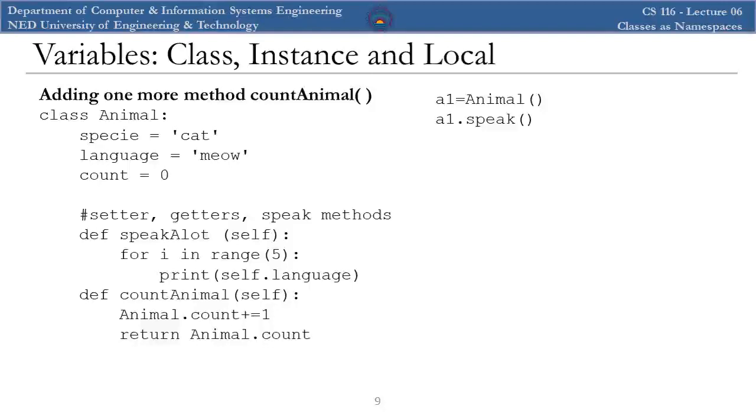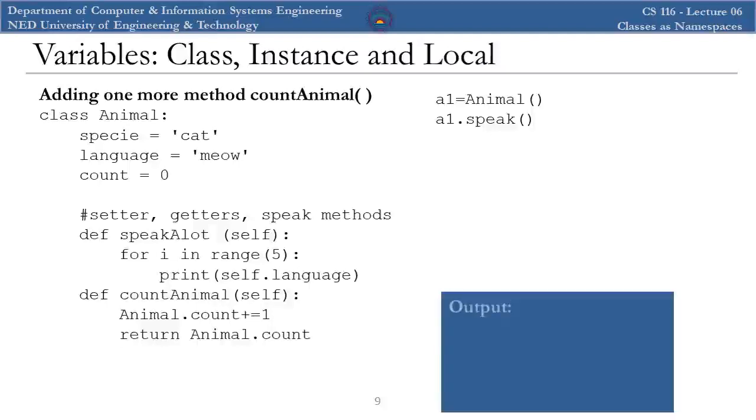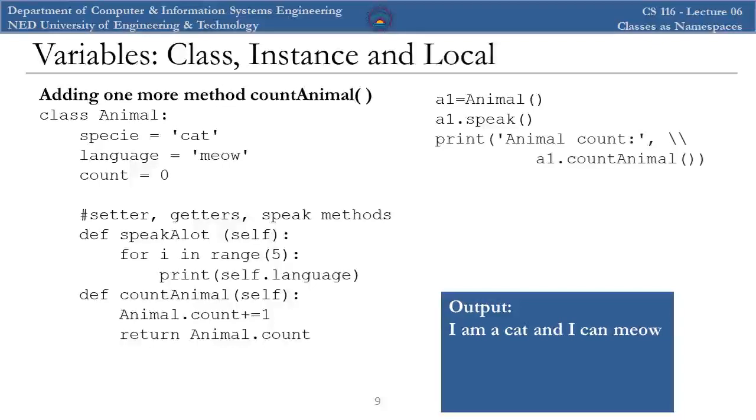Now a1.speak will invoke this method speak using the a1 operator. That means all the self dot terms will be replaced by a1 dot terms, and we expect the output, since we have not reset these attributes species and language for a1, to be: I am a cat and I can mew. Now let's call this function count animal.